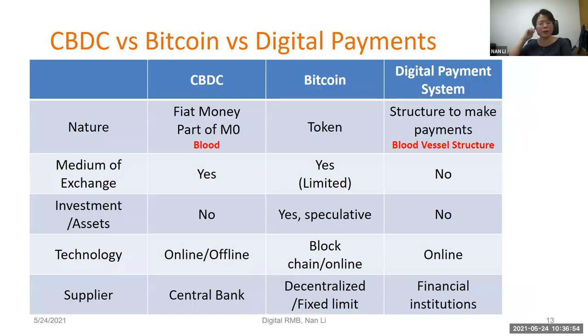In this table, I compared the CBDC versus Bitcoin versus the digital payment system. The first part is the nature of these three things. We have already understood CBDC is the digital form of fiat money, part of the money in circulation, and we have this analogy of the blood. The digital payment system is the structure that helps us make payments, and the analogy is the blood vessel structure. Bitcoin or any other decentralized digital currency, I would only call a token. It can be used for very limited scenarios, for those people who believe in the value of these digital currencies. So this is the difference in nature between these three.